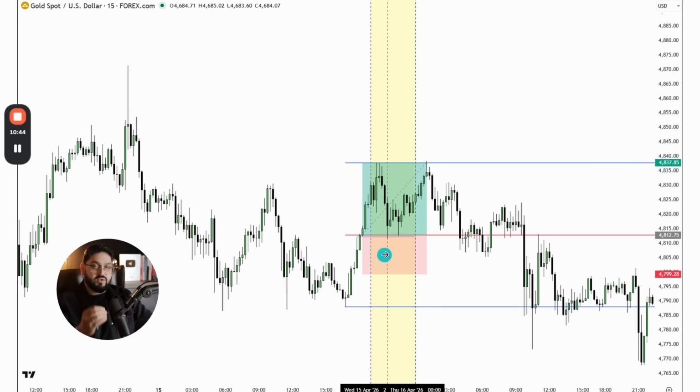So this is a typical example of a good trade, but being a bit too greedy and expecting too much at a time where volatility is very low in the market. So that's essentially the primary mistake here.